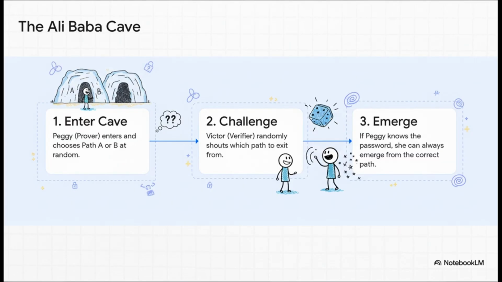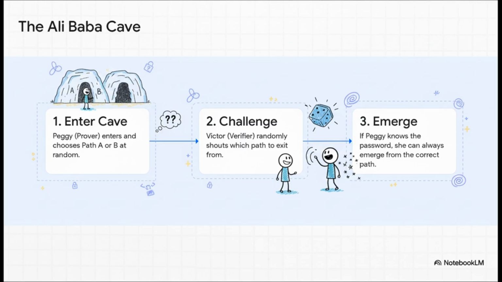Okay, picture this, a cave shaped like a circle with 2 paths, path A and path B. At the very back, there's a magic door that connects the 2 paths, but it only opens with a secret password. So we have Peggy, who is our prover. She claims she knows the secret password. And we have Victor, the verifier, who's not so sure. Here's how it works. First, Peggy goes into the cave and randomly chooses either path A or path B. Victor waits outside and has no idea which path she took.